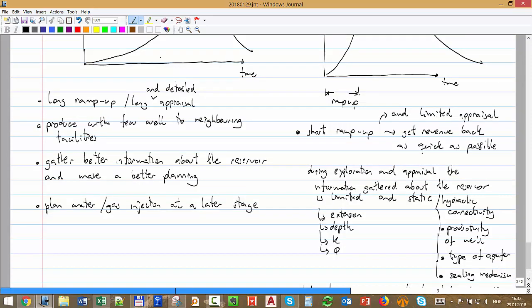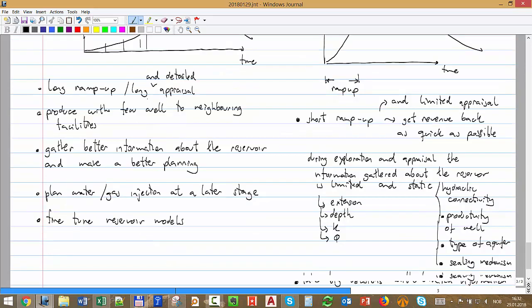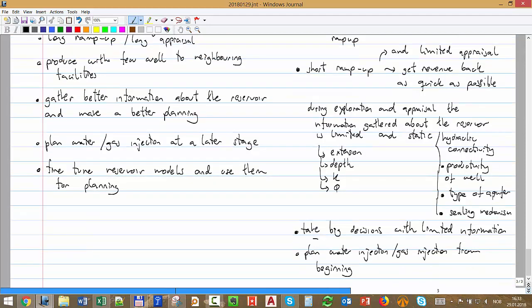And also another thing is that here you can fine tune your models. You can have the reservoir model, because you already will have some production data, right? If you do it very, very slowly, you're going to be improving your reservoir model with time. And then when you make the planning, you have a more realistic model of your reservoir system. So you can use fine-tuned reservoir models and use them for planning. Okay, while here you have, let me go to the next page.